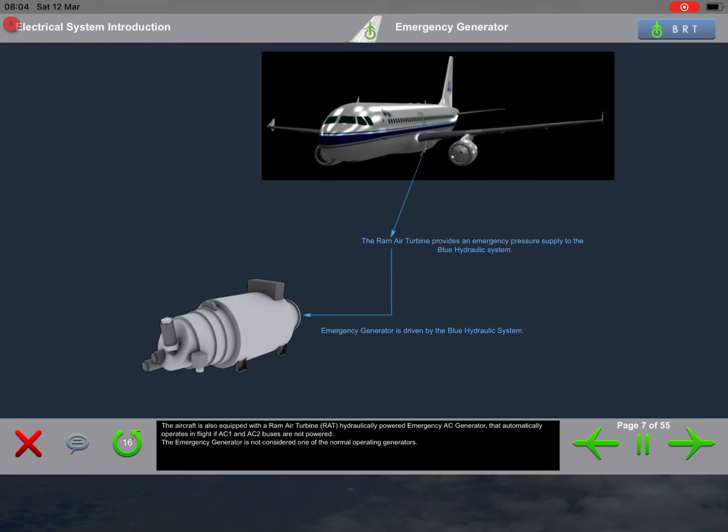The aircraft is also equipped with a ram air turbine, RAT, hydraulically powered emergency AC generator that automatically operates in flight if AC-1 and AC-2 buses are not powered. The emergency generator is not considered one of the normal operating generators.